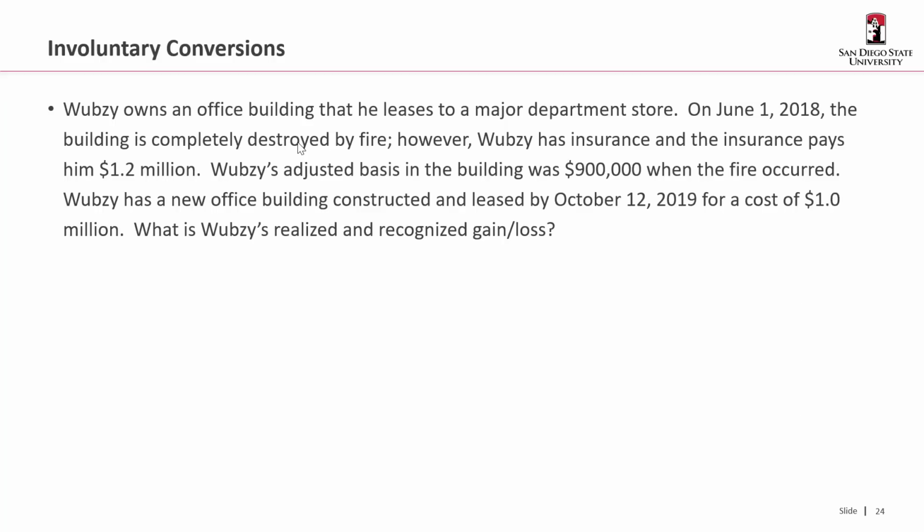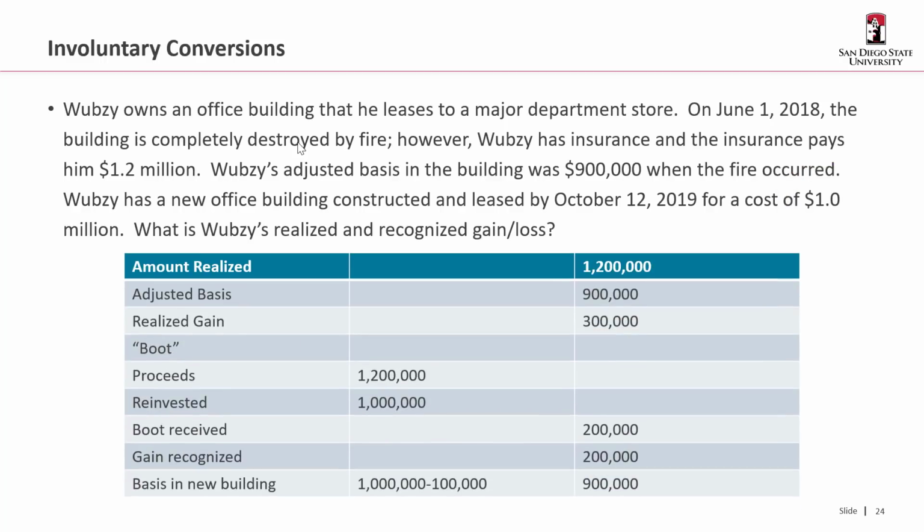Okay, let's change the facts, but only slightly. So in this case, Wubsy's insurance pays 1.2, his adjusted basis is 900,000, but he only spends $1 million building his new office building. So in this instance, everything in the top three lines is identical. The amount realized is 1.2, his adjusted basis is 900,000, his realized gain is 300,000. He receives proceeds of 1.2, he's only reinvested $1 million.